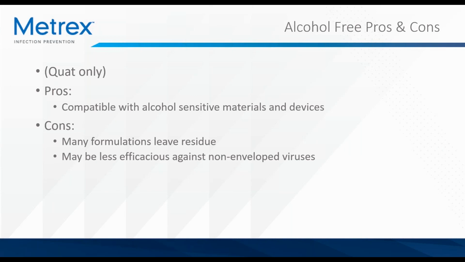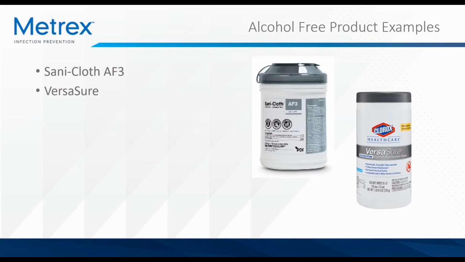The last Quat chemistry we want to cover is alcohol-free. These formulas rely on a Quat only as their active ingredient. These products are often compatible with alcohol-sensitive materials and devices. However, alcohol-free products often leave residue and may be less efficacious against non-enveloped viruses. Two examples of alcohol-free products are Sanicloth AF3 by PDI and VersaSure by Clorox Healthcare.